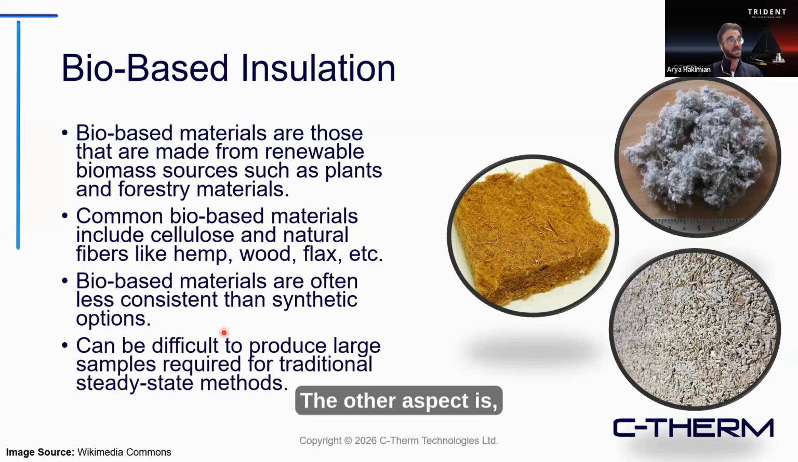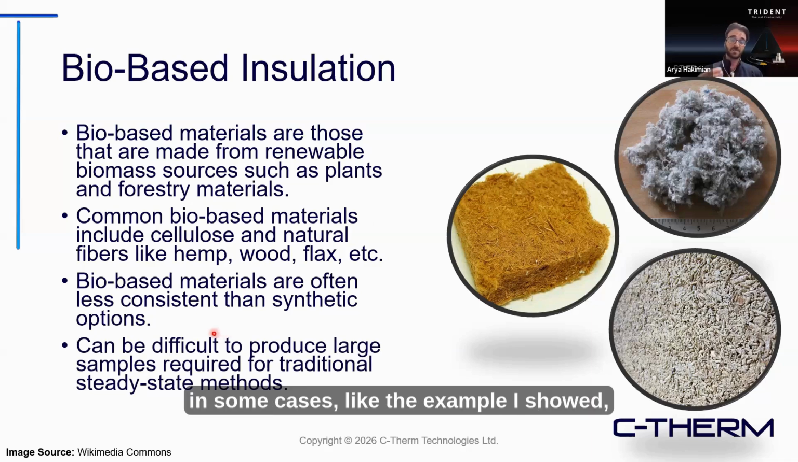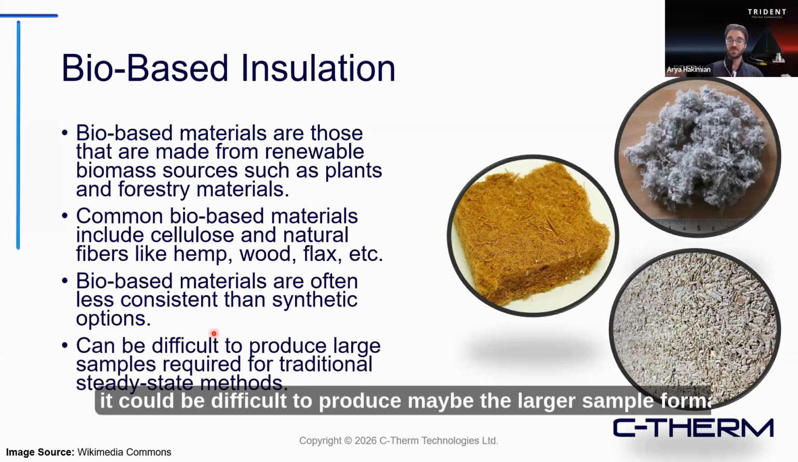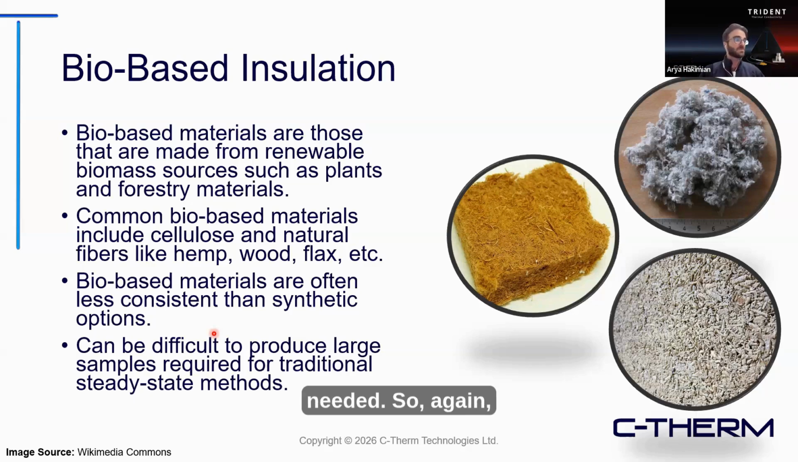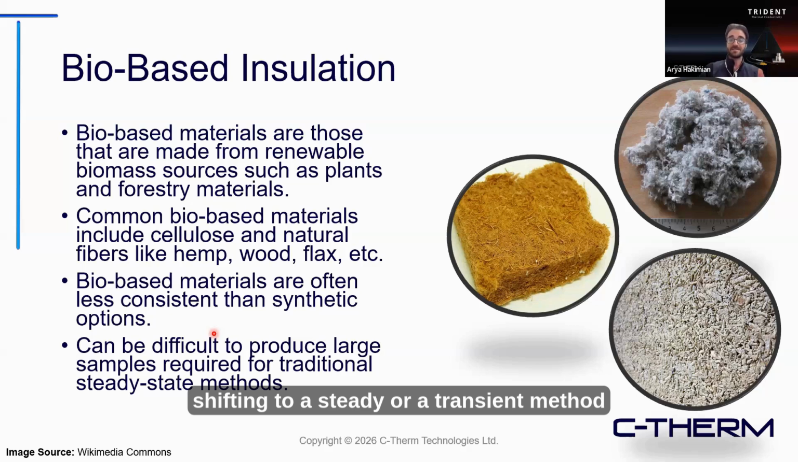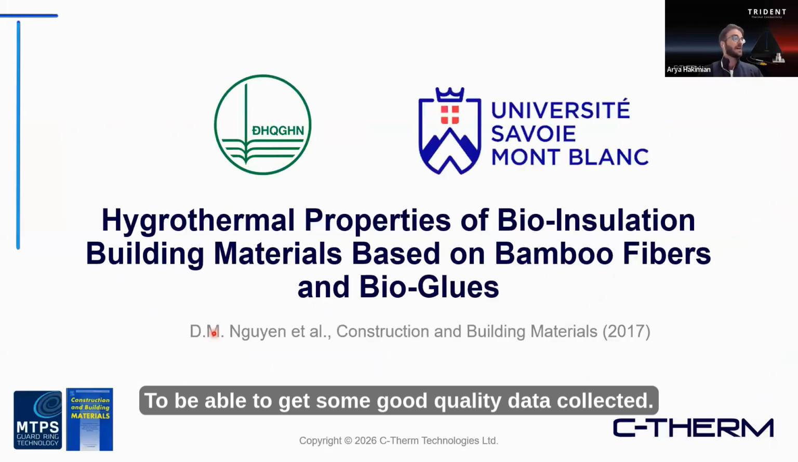The other aspect is, in some cases, like the example I showed, it could be difficult to produce the larger sample formats needed. So again, shifting to a steady or a transient method with smaller sample requirements can often be a nice benefit or even a requirement to be able to get some good quality data collected.